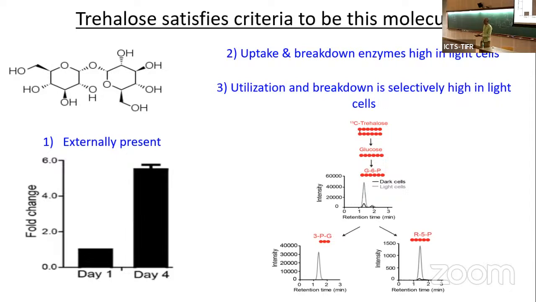You do that by mass spectrometry or by other methods. We use mass spectrometry. And we could very nicely see, when we provided this exogenous pulse of 13C trehalose, the dark cells don't take up this trehalose much. The light cells take it up, and then they break it down, and they go into both glycolysis and the pentose phosphate pathway.